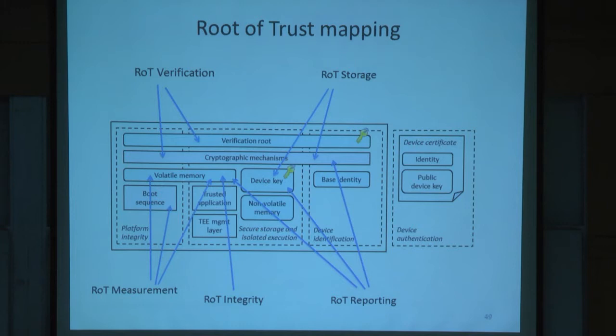If you want to report this information to a third party, then you have to rely on the volatile memory where you store the information, but also the device key that's either going to sign the report or that's going to protect the key that will be used to sign the report, and the cryptographic mechanism that you actually use to sign the report.